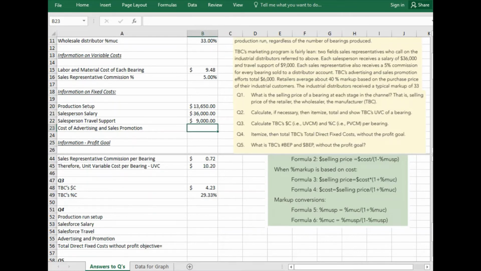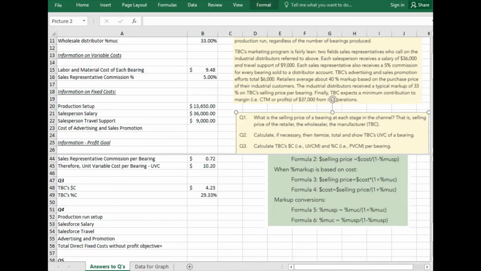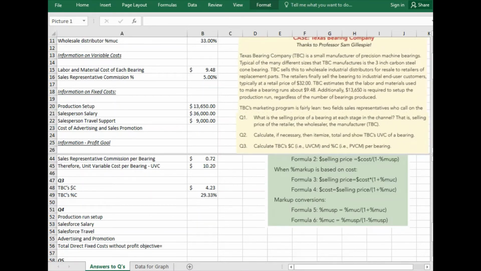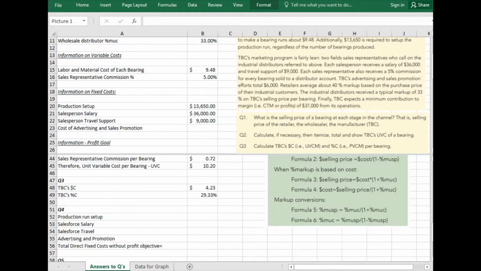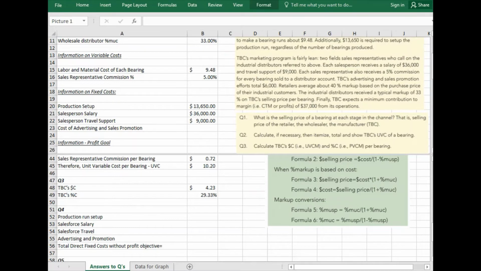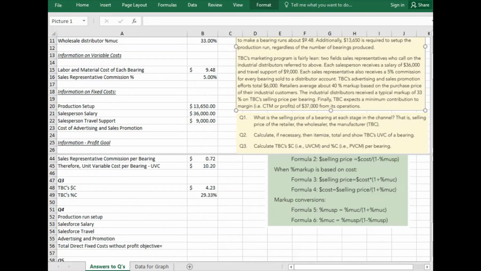Question 4, itemize, which means we've got to list everything, then total all the direct fixed costs, first time without the profit goal. Okay, great. So let's make sure we have all of our fixed costs from the story included. Just looking here.